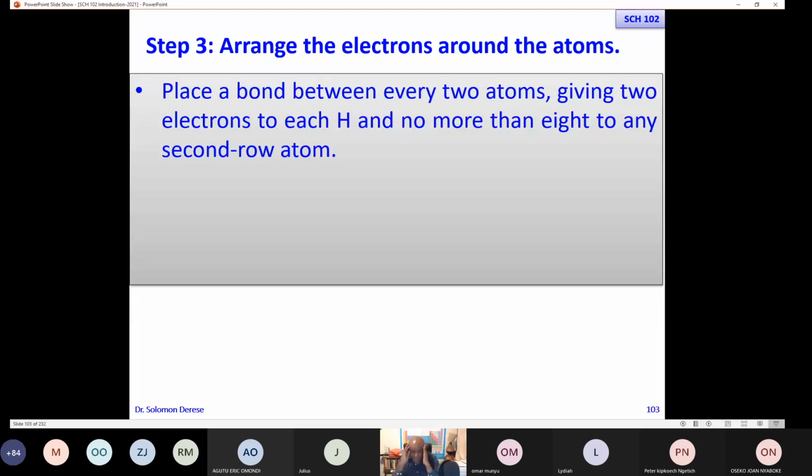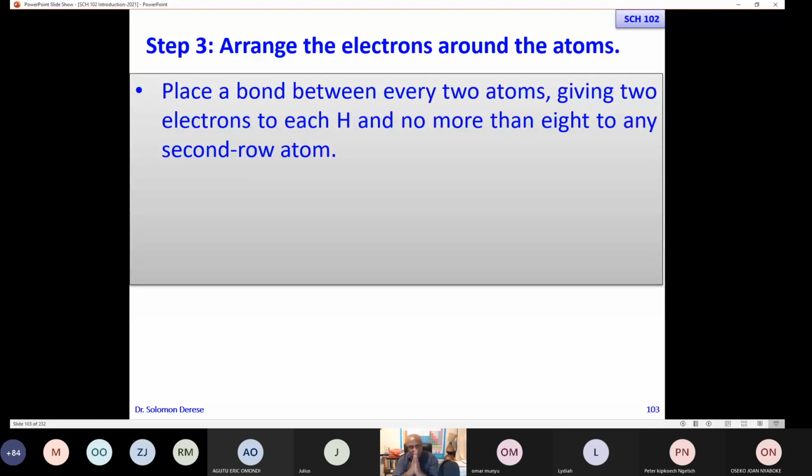So the first thing we do is put a bond between them. Of course, a bond is 2 electrons. A solid line is a result of sharing of 2 electrons. So you just put a line between the atoms that you have arranged because they have formed a molecule, so there must be a shared electron. That's what you do first.